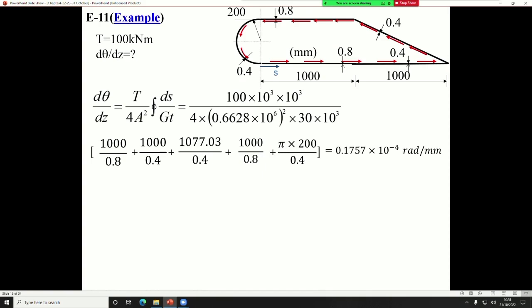The length is given to me. I think it's 10 meters or 20 meters. You've got it in your description. What shall I do with this? This is the rate of twist. Shall I multiply by the length or divide by the length?